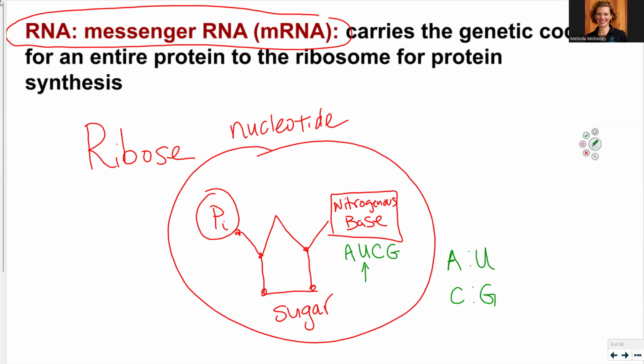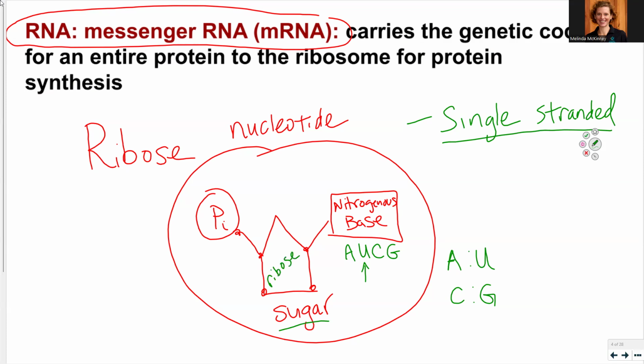RNA is also single-stranded as opposed to DNA, which is double-stranded, a double helix. It has a different sugar. The sugar is ribose. In DNA, it was deoxyribose, and the base pairs are different. And its purpose is to bring the information from DNA to the ribosome.